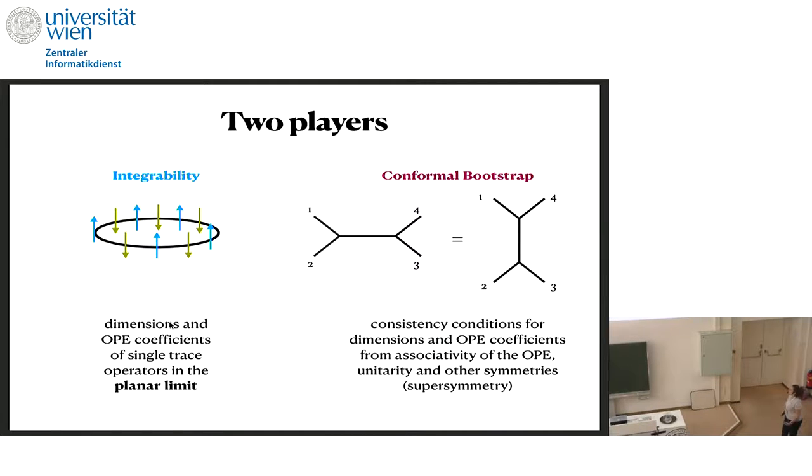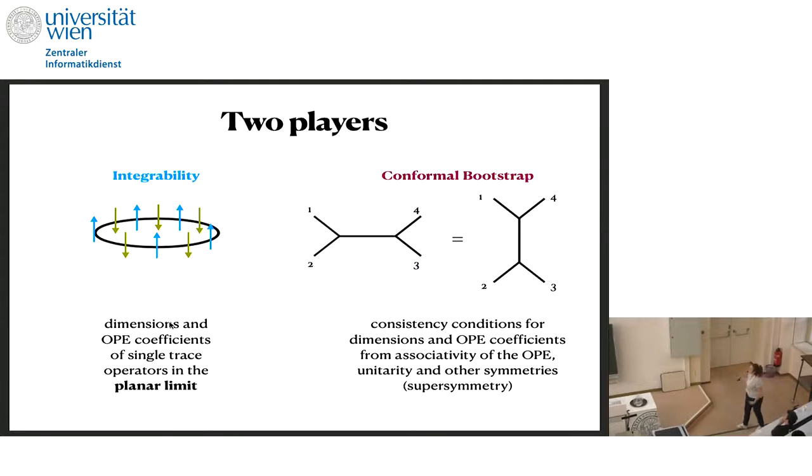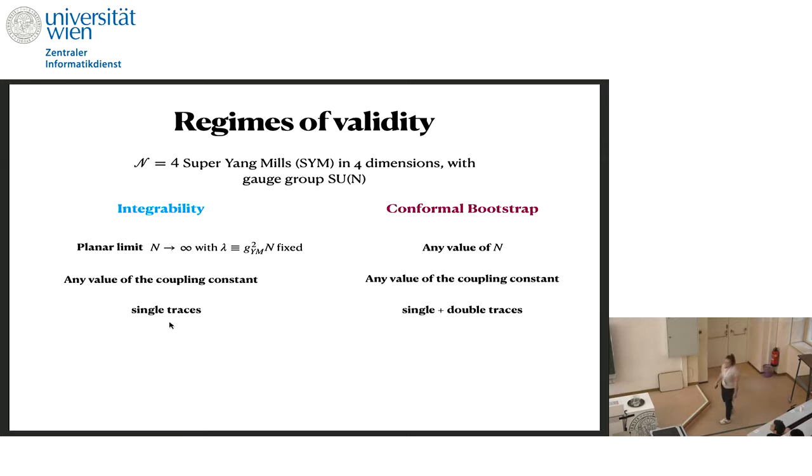While in the conformal bootstrap, we have consistency conditions for dimensions and OPE coefficients that come from associativity of the OPE, unitarity, and other symmetries. In this particular case, where we would like to see the relation between integrability and the conformal bootstrap, there is also supersymmetry in general. The first thing that we need to discuss is the regime of validity of these 2 approaches. In my talk, I will be discussing 4-dimensional N=4 super Yang-Mills with the gauge group SU(N).